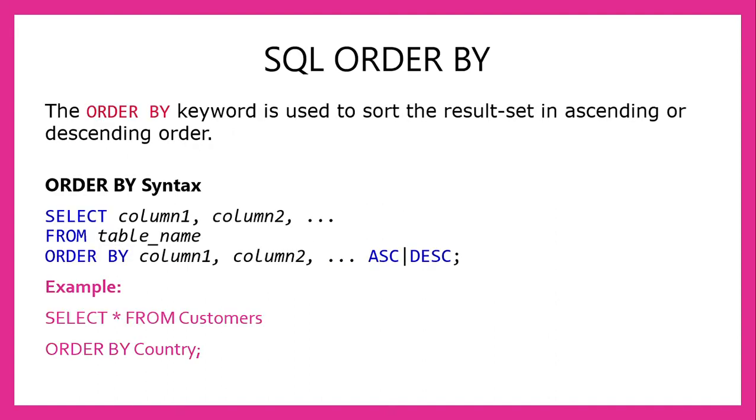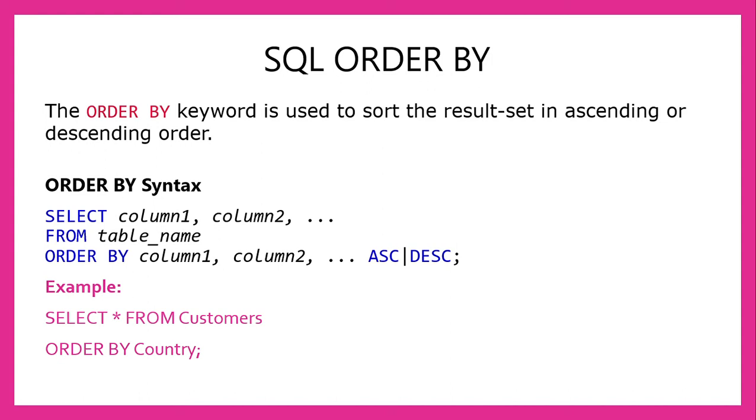Next is SQL ORDER BY. This command is used to sort our records in descending or ascending order. We have syntax: SELECT column1, column2 FROM table_name ORDER BY column1, column2. If we want to see our records in ascending, we can use ASC. And if we want to see it in descending, then we can write DESC.